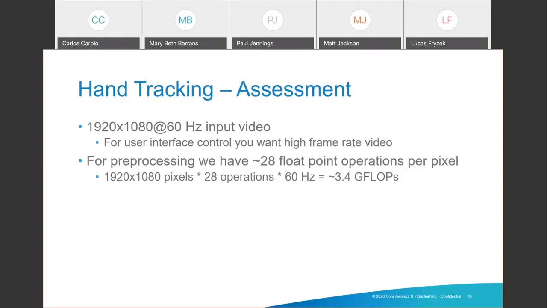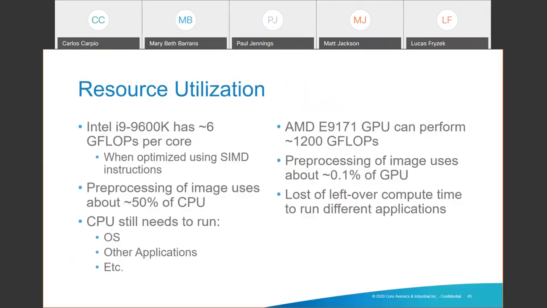So if you kept track of the number of operations we've been doing per pixel, you're looking at around 28 floating point operations per pixel. 1920 by 1080 display, 28 operations per pixel, 60 times per second. We're looking at 3.4 gigaflops, or billion floating point operations per second. So how does that compare to what a CPU is capable of? 3.4 sounds like a big number, but we have really nothing to compare it against right now.